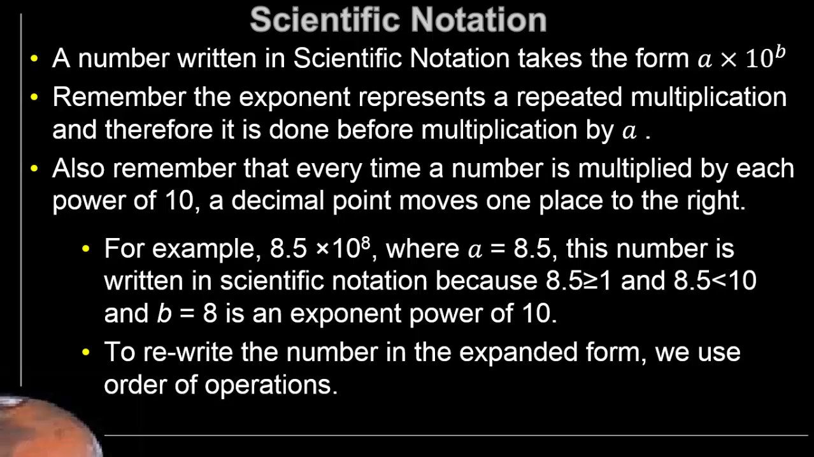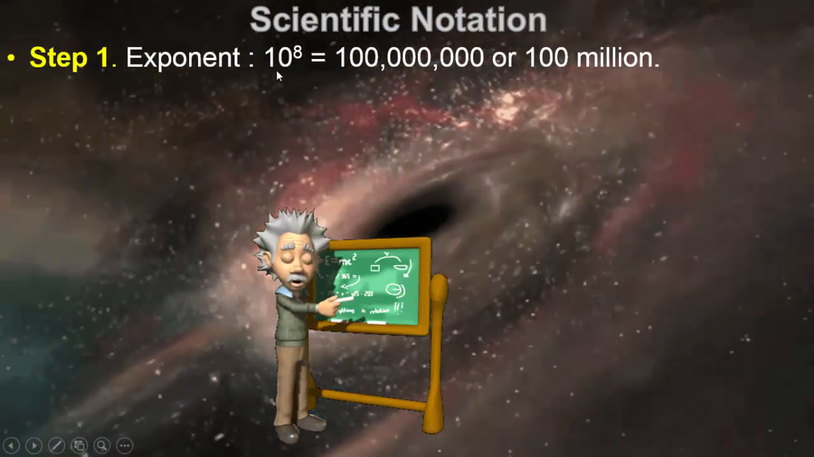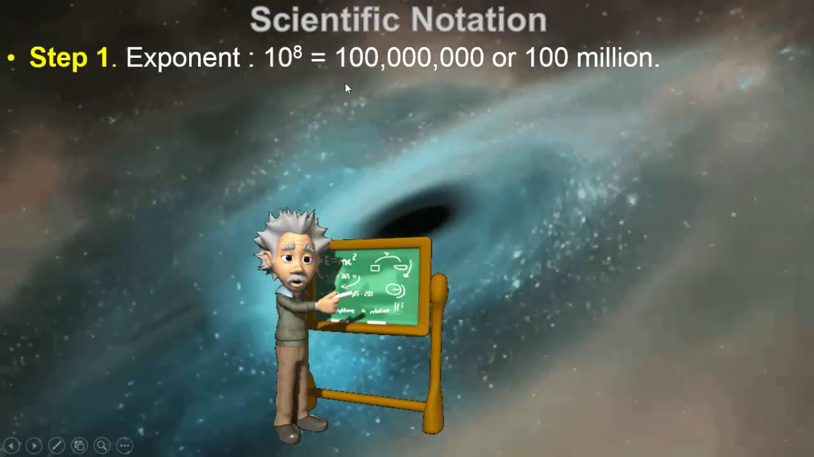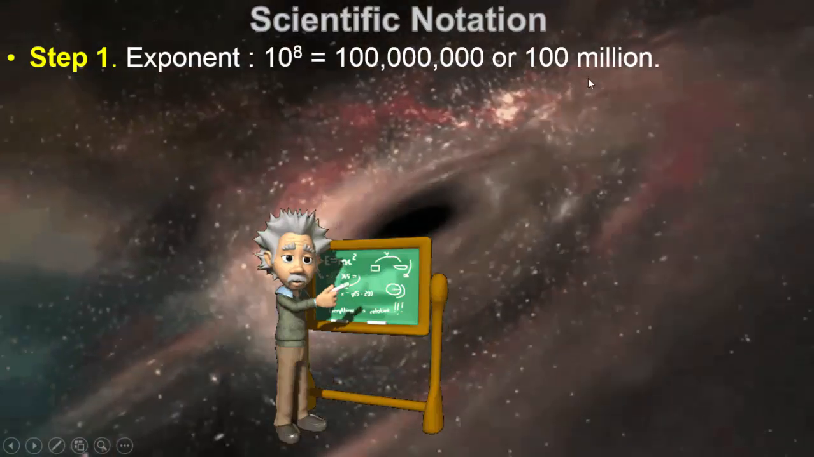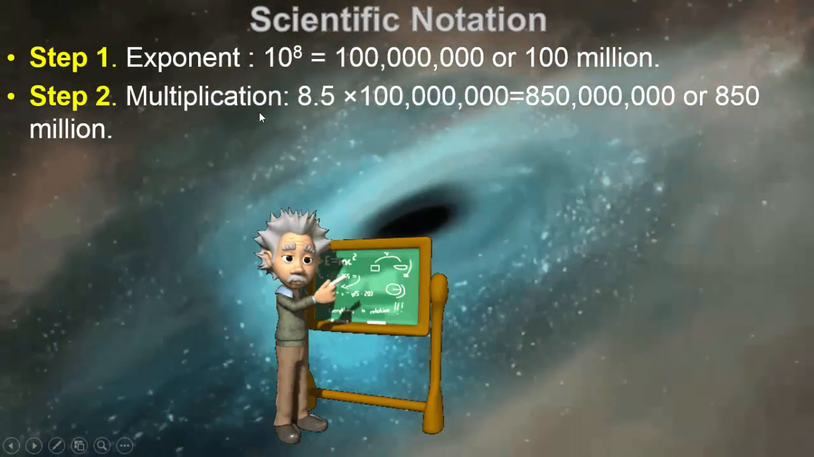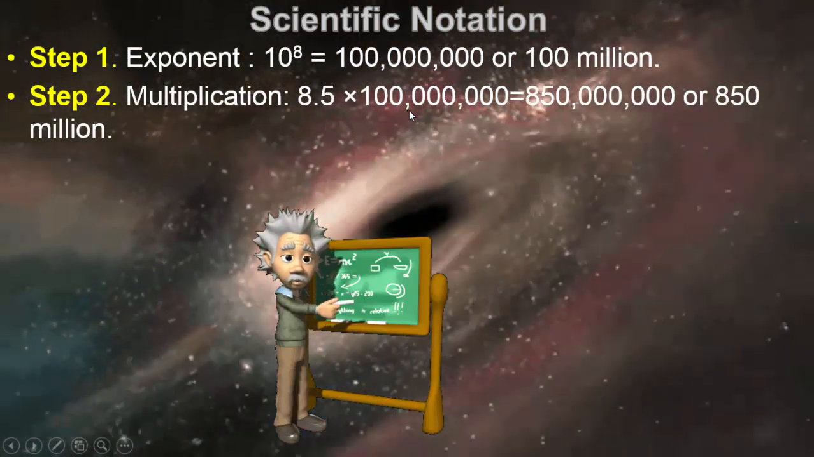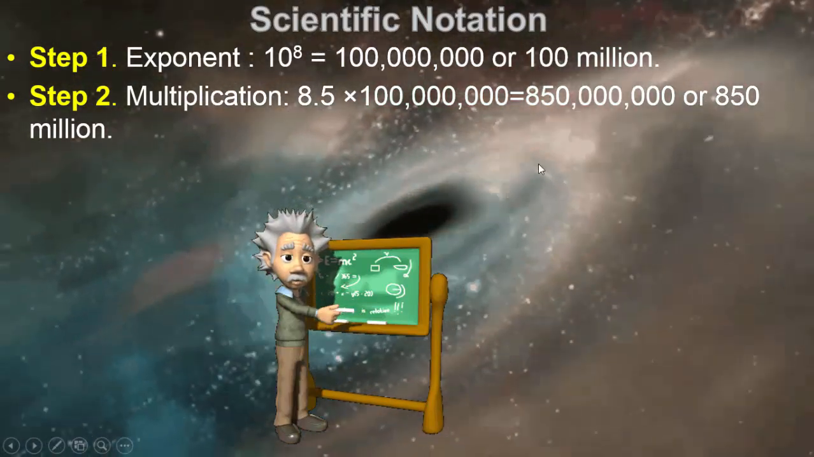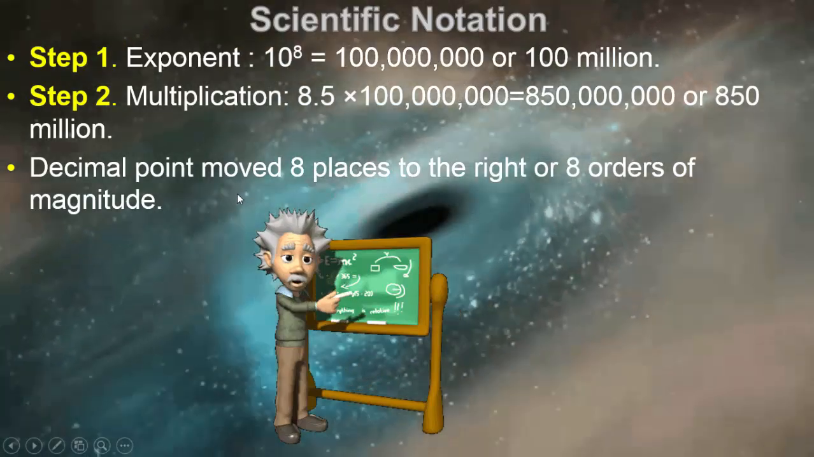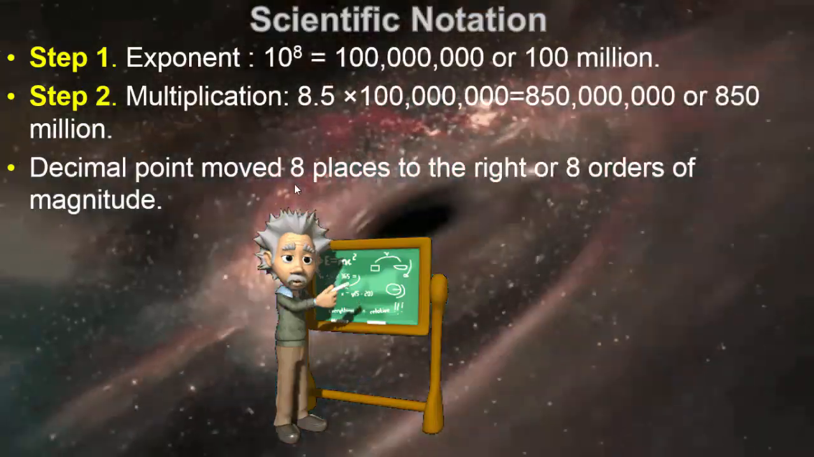To rewrite the number in expanded form, we use order of operations. Step 1: 10 to the 8th power is equal to 1 with 8 zeros after it, or 100 million. In step 2, we multiply 8.5 times 100 million, which is equal to 850 million. The decimal point moved 8 places to the right, or 8 orders of magnitude.